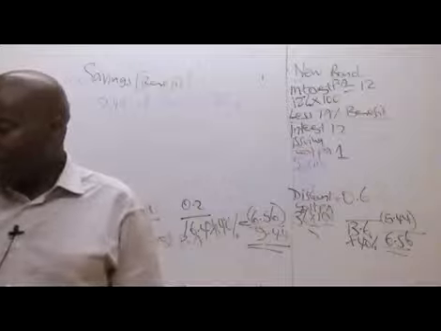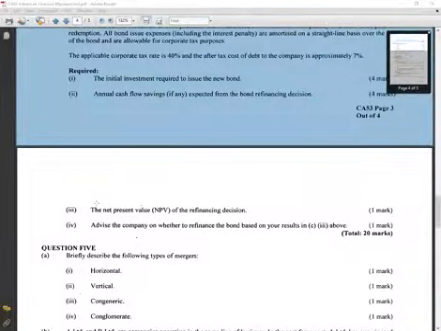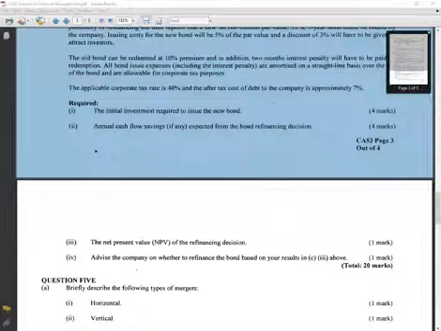That is why you are seeing in Roman 3, where they're asking you to calculate the net present value of the refinancing decision. To get the net present value for Roman 3, I will take this annuity benefit times PV4.